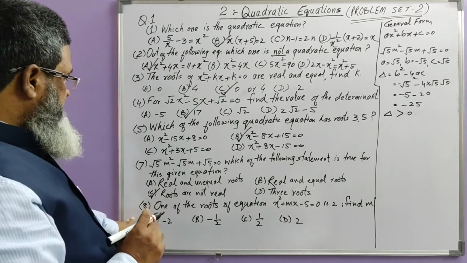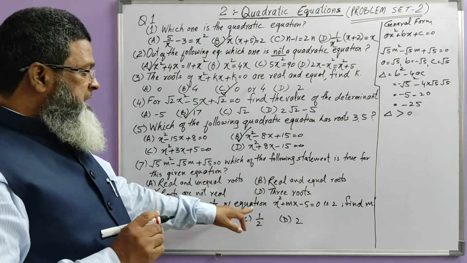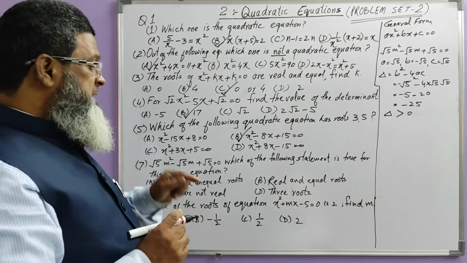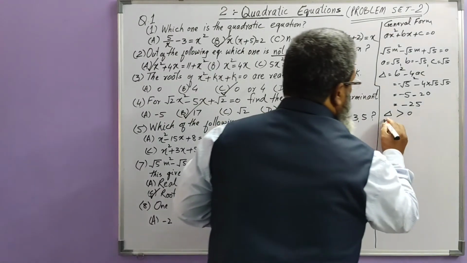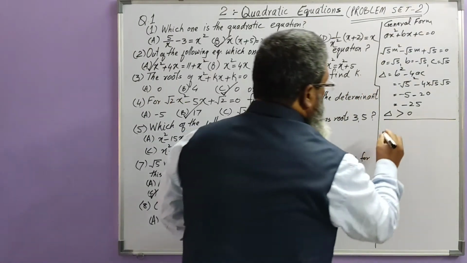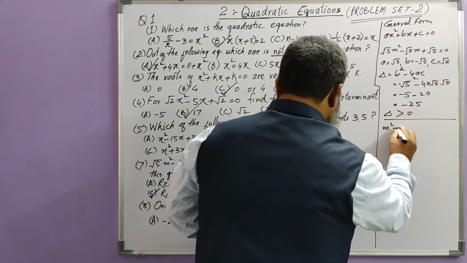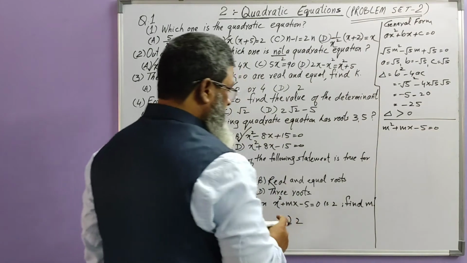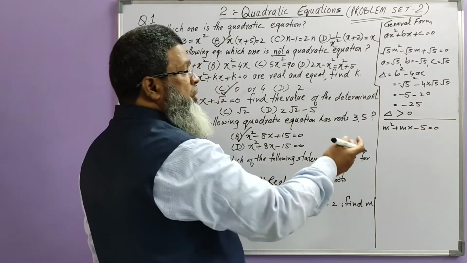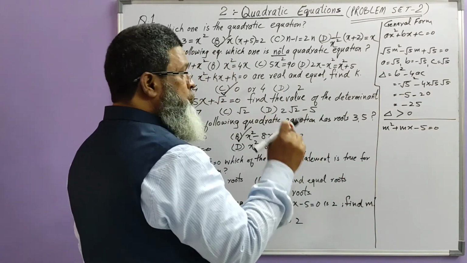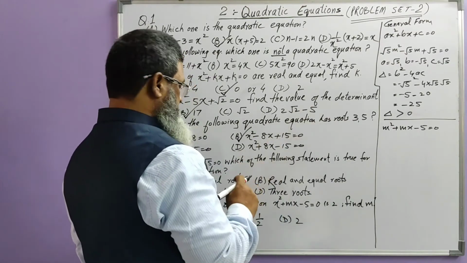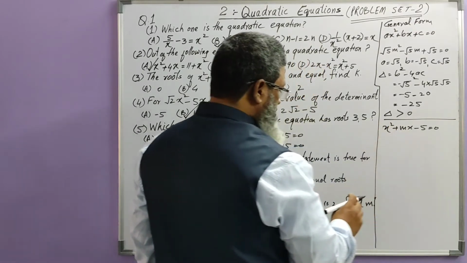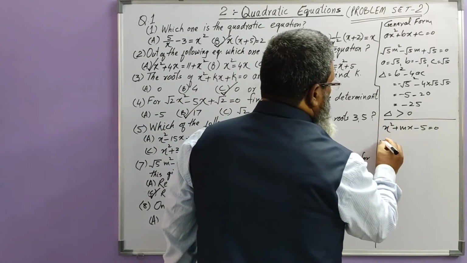In question number 8, one of the roots of equation x square plus mx minus 5 is equal to 0 is 2. One of the roots given is 2. So let's see the equation. x square plus mx minus 5 is equal to 0. One of the roots is 2. So put the value 2 in this equation. This is x square. Put the value of 2 in place of x.